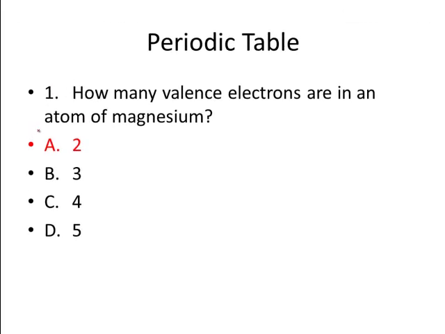And the correct answer is A. How many valence electrons are in an atom of magnesium? The answer is 2. Everyone else in that family, beryllium on down, also has 2 valence electrons. That's the structure of the periodic table: everyone in the same family is going to have exactly the same number of valence electrons.